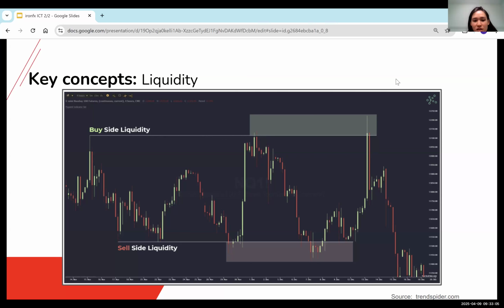Then you enter your sell entry after price rejects this zone, this liquidity zone here, and then you go in for your sell. Your take profit or your target, the sell side liquidity, would then be an area similar to this area. So you're basically just looking at these two liquidity pools.